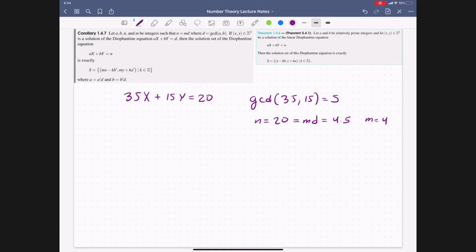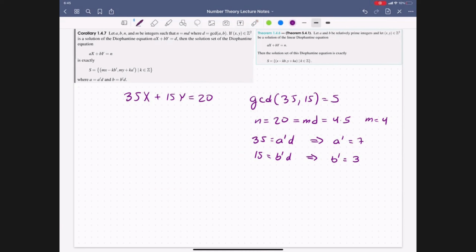Next thing is to write a, 35, as a prime times d. So this tells us that a prime in this notation is 7. And then similarly, b is 15. We're going to write this as b prime times d. So this tells us that b prime is equal to 3. And so we have all the notation that this corollary is getting at. The corollary says, once we have this notation, the solution set is exactly this set, where x comma y is a solution to ax plus by equals d.